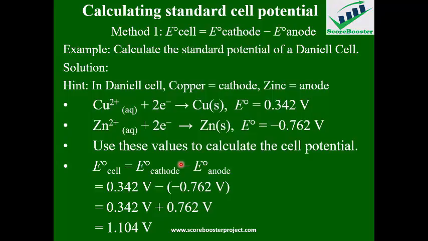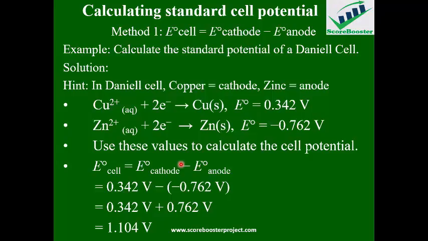So if we want to calculate the standard cell potential, because this aspect is what we are taking in this lecture today, we need to be very, very careful with it. So I will introduce two methods to calculate it. The first one is the subtraction method: E of the cathode minus E of the anode. Please don't make that mistake. Cathode first, then anode.